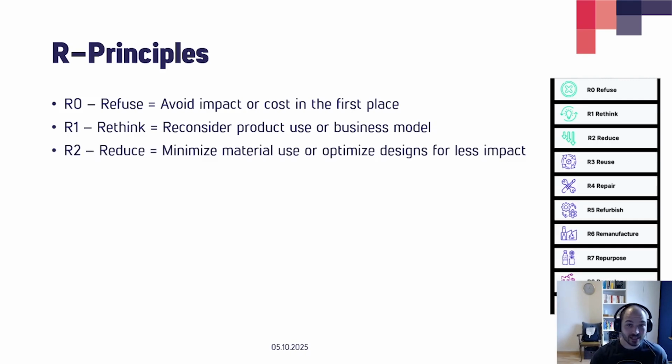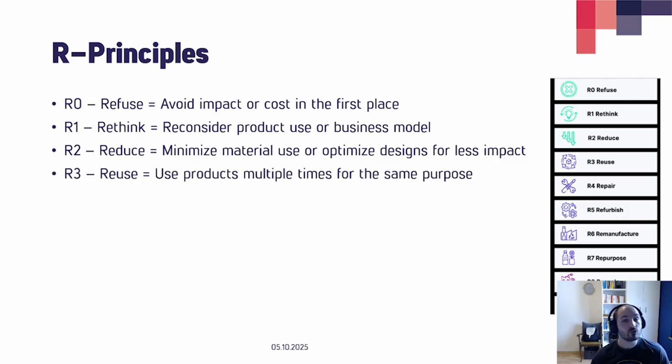And then the next one is reduce. And here people usually start. So usually they skip to point 2 because rethinking and refusing is just too difficult. But I implore you that you do this. Do the R0 and R1 first. Then reduce. You minimize the material use, you optimize the design for less impact. So far, so good. You reduce wall thickness, you optimize. You can also use a bunch of simulation tools to help you do that. So very nice.